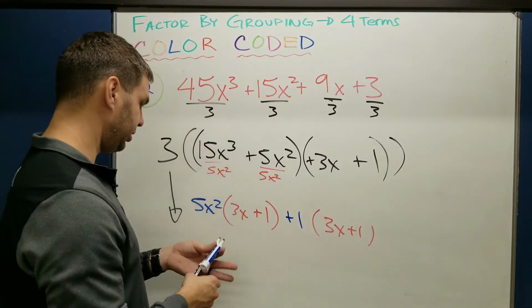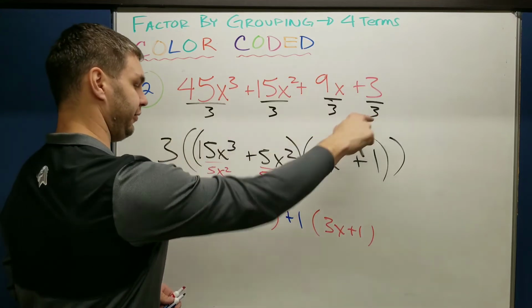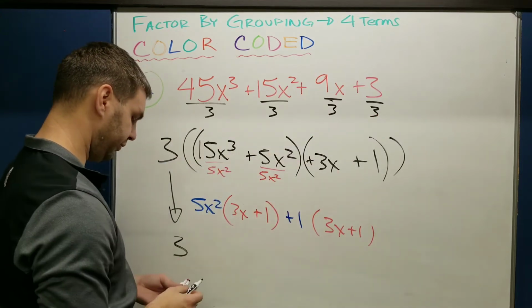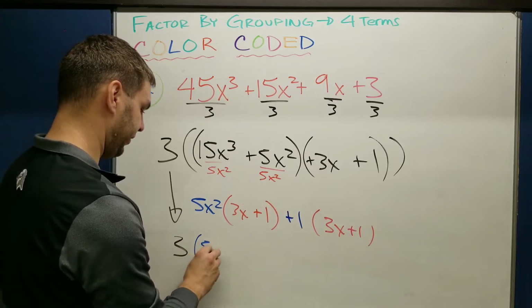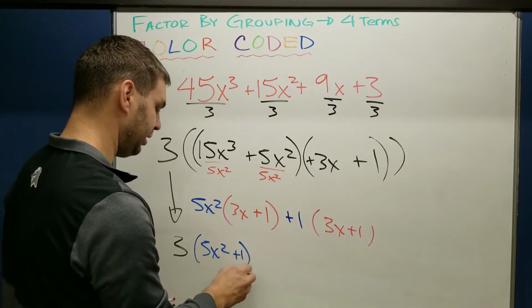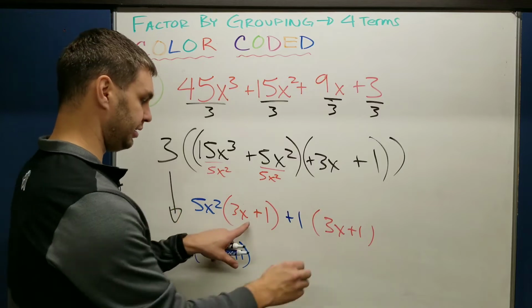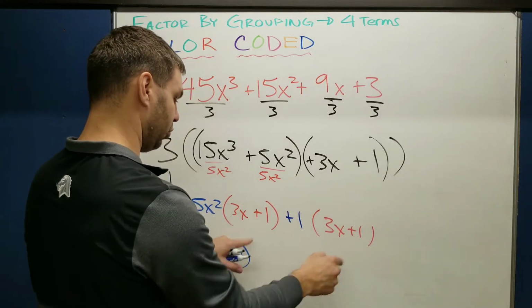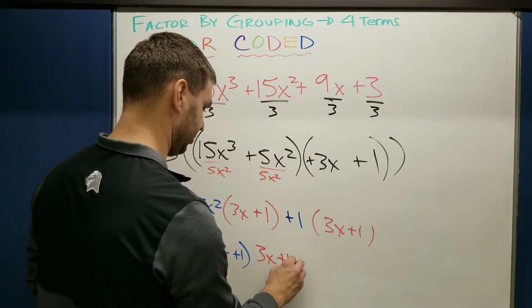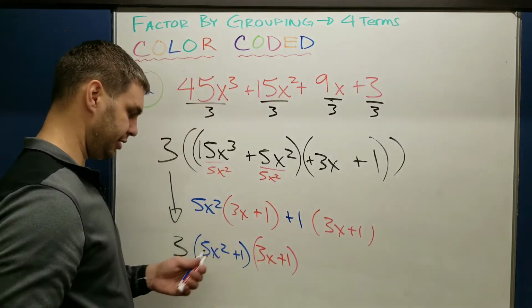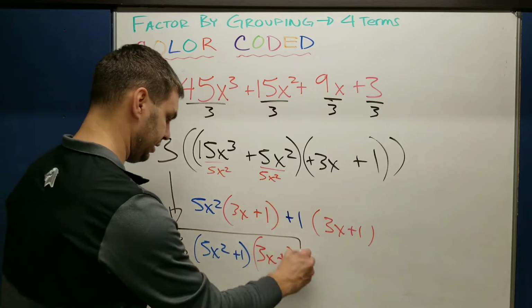And then your answer is going to be the 3 from our GCF at the beginning. We're going to write that out front, and then put a blue set of parentheses that says 5x squared plus 1, and then a red set of parentheses as 3x plus 1. You only write one of those, 3x plus 1. And then all that together, including the 3 out front, is your answer.